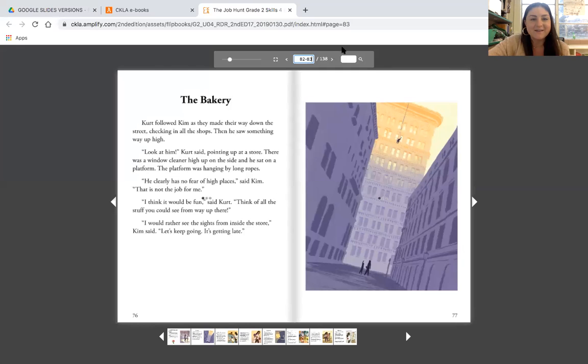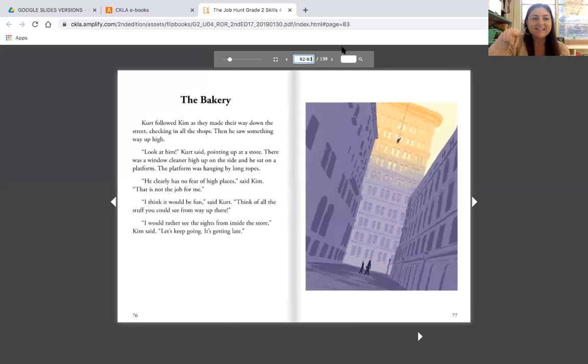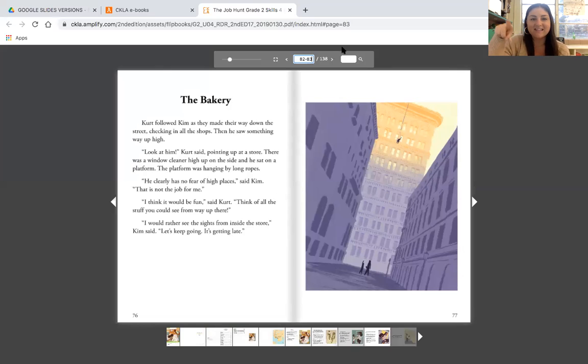Kurt followed Kim as they made their way down the street, checking in all the shops. Then he saw something way up high. "Look at him," Kurt said, pointing up at the store. There was a window cleaner high up on the side as he sat on a platform. The platform was hanging by long ropes. "He clearly has no fear of high places," said Kim.